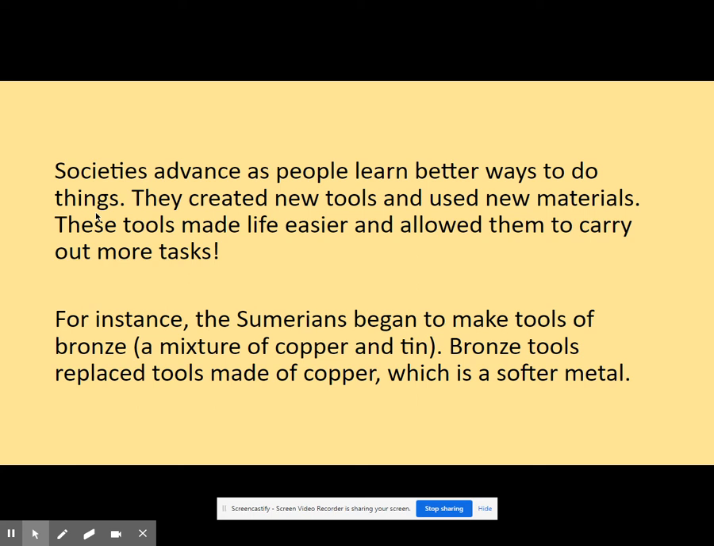So for example, the Sumerians, again, we're looking at Sumer within Mesopotamia, they began to make tools out of bronze. So they were taking the copper and tin and using other types of materials to create their tools instead of just making them out of copper or just making them out of stone and things. They found a different way to make things and make their tools, which made them more reliable and made their lives a whole lot easier.